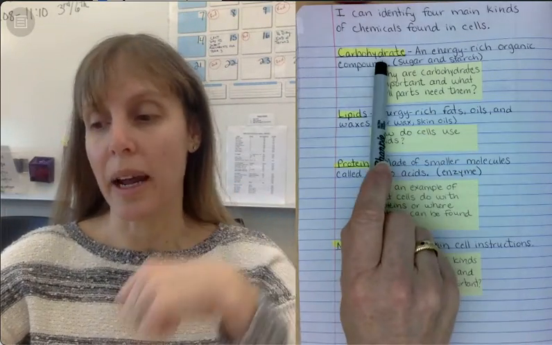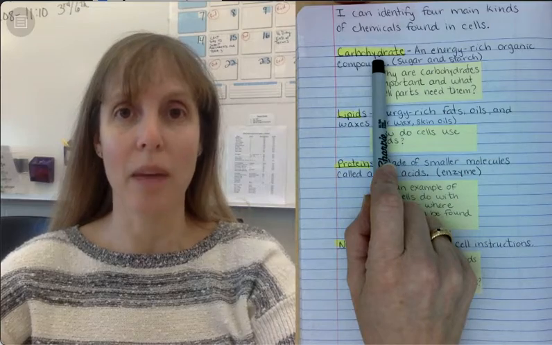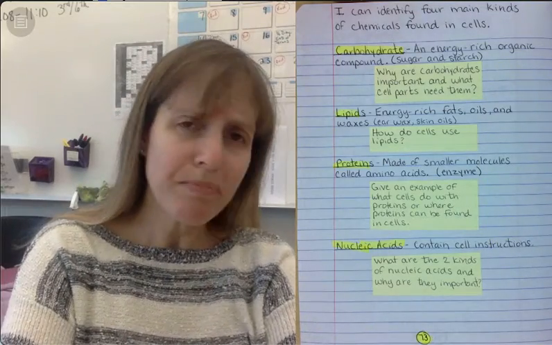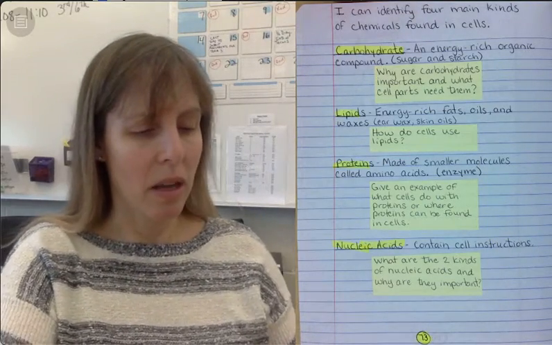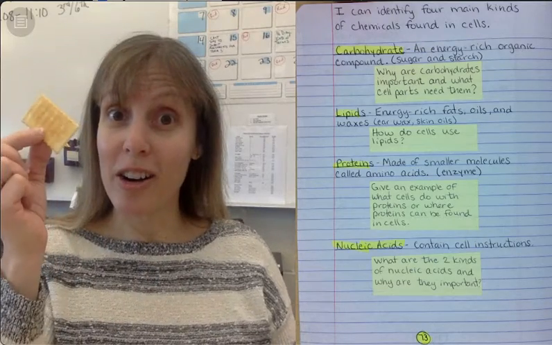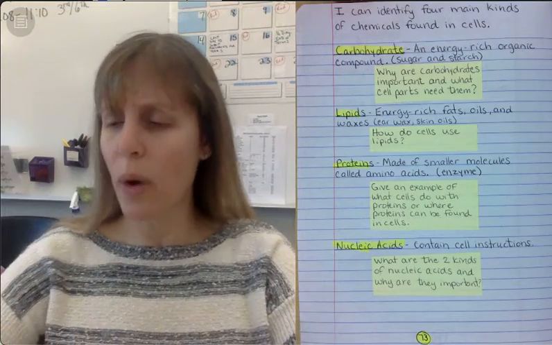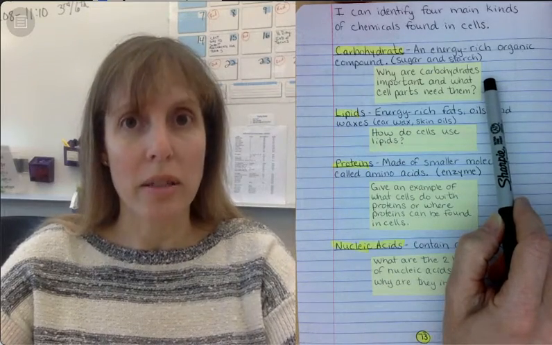All right, so our first term today is carbohydrate. Say it with me. Carbohydrate. Carbohydrates are energy-rich organic compounds. They are sugars and starches. The kind of carbohydrates that you might be familiar with might be like pasta and crackers, right? So those are pretty good carbohydrates. And what I want you to do after you watch the video is find out why carbohydrates are important and what cell parts need carbohydrates.